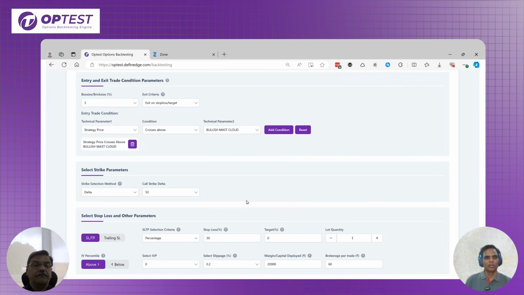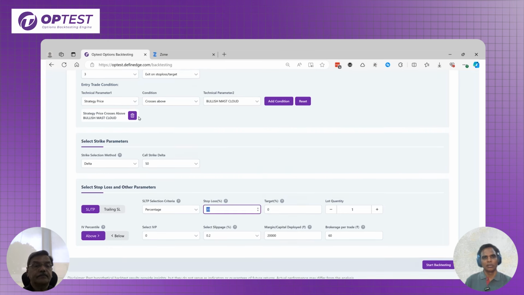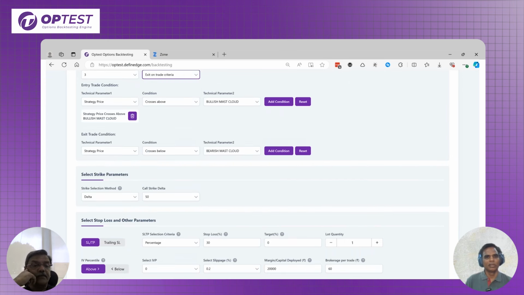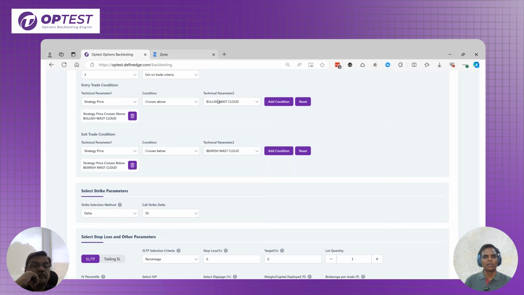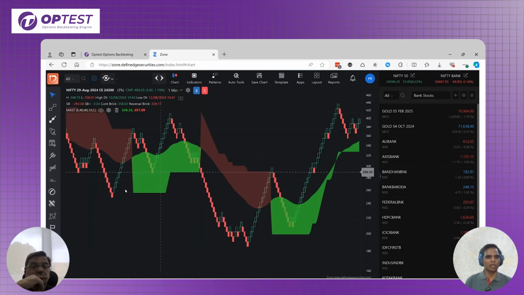No, it will be a bearish cloud. So exit on trade criteria. Stop loss is a bearish cloud. That is what I meant. Okay, so I'll make stop loss 0. So here, this is the bullish cloud, what you're seeing in green, and the red one is called the bearish cloud. So this is the indicator that is developed by us on Renko chart. Okay, so let's check.